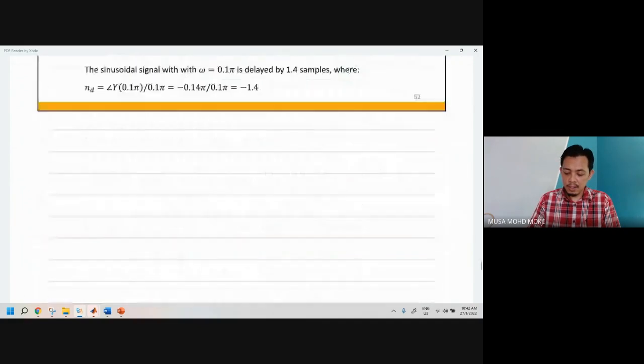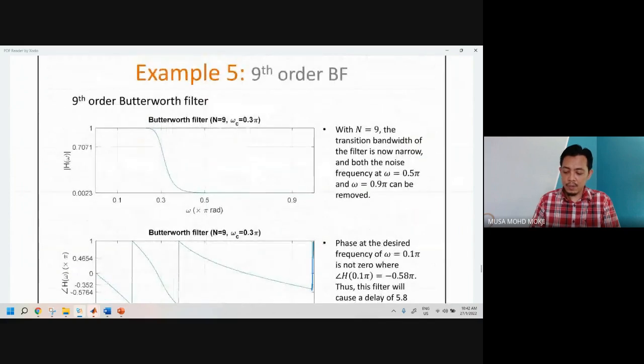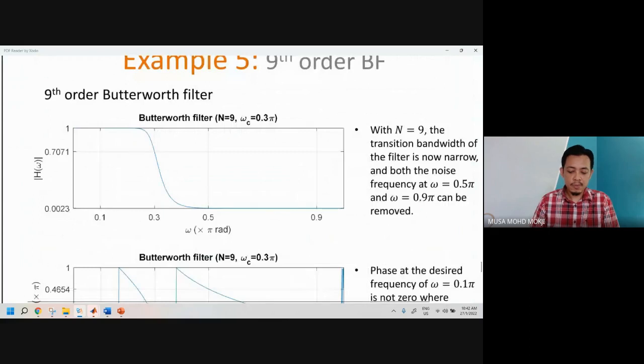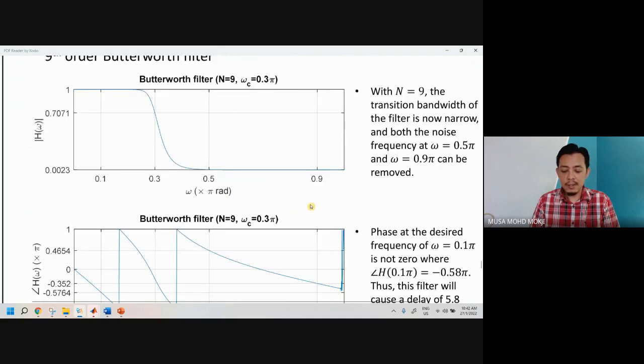And actually, this is better to solve our problem here because we can see that at 0.1 pi, it is perfectly preserved. At 0.5 pi, this is already 0, or maybe very, very close to 0. Actually, this is 0.0023, very close to 0. So good enough. And of course, at 0.9, this is already 0. And this is the phase.